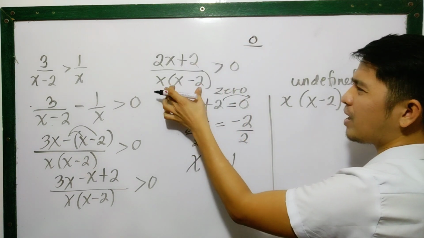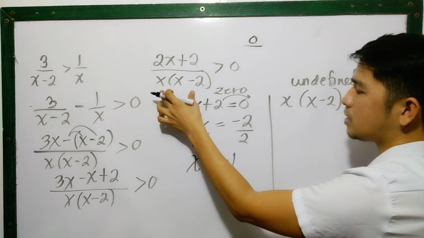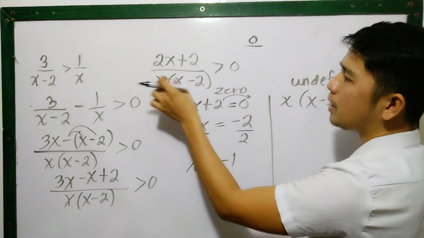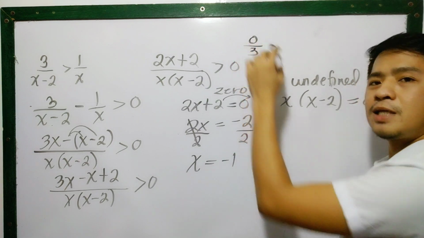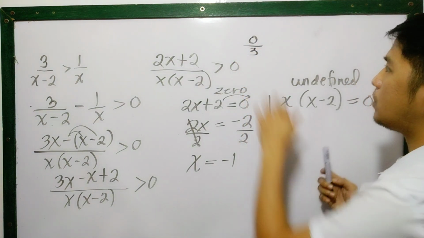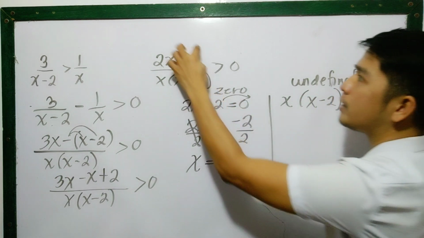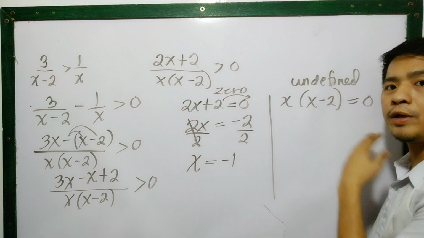So, whatever value of x here, aside from 0, it will become 0. Let us check. When x is negative 1, negative 3 times negative 1 is positive 3. So, still, it will become 0. So, that is indeed 0. Now, let us find the values of x that make this undefined, because that is where we will know if it is included or not, no?